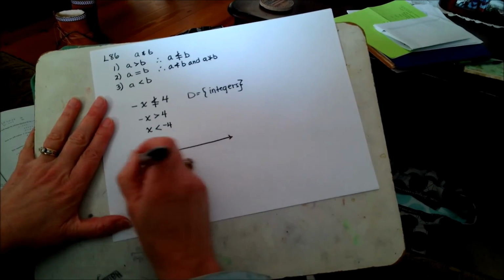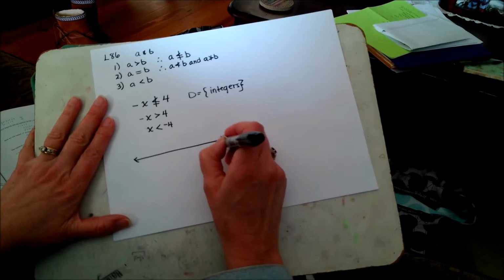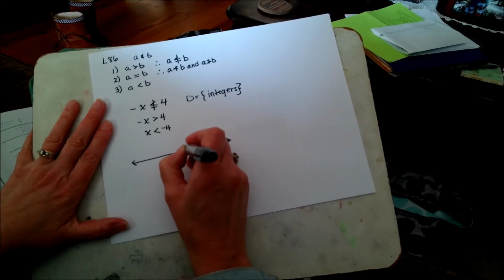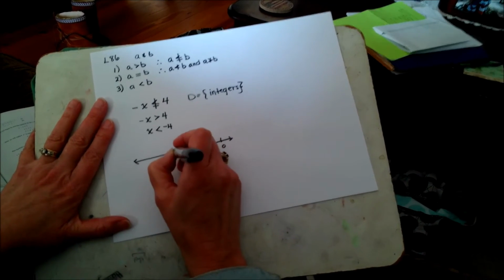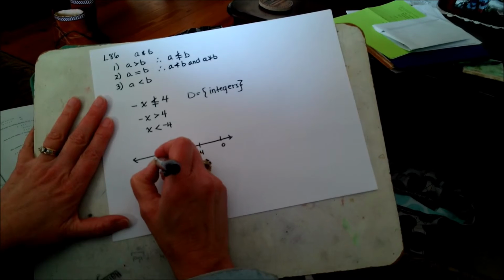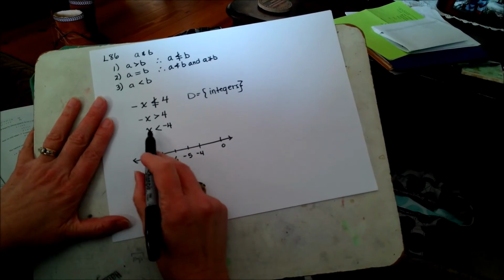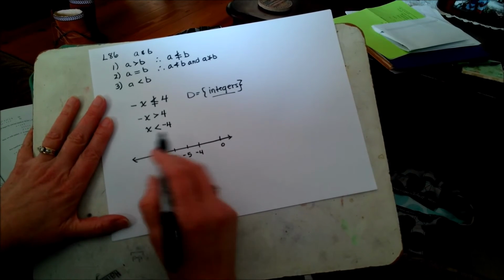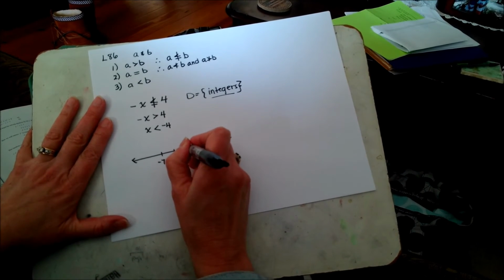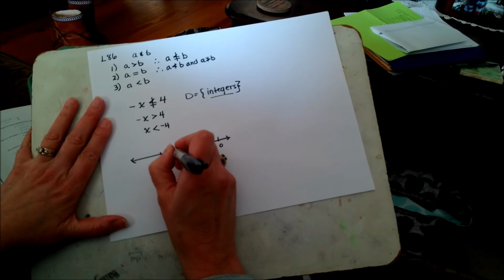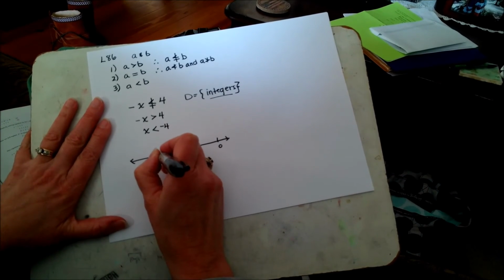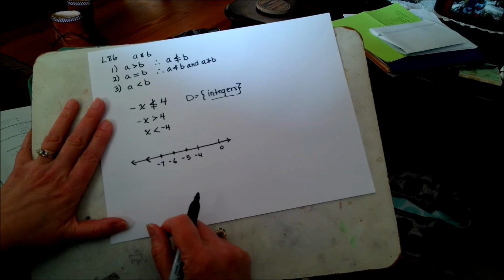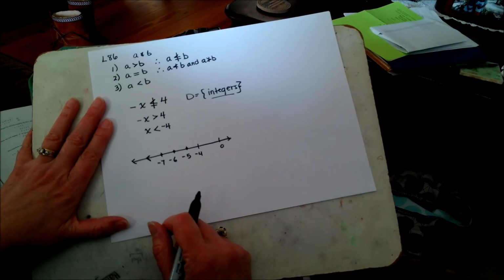So here's my number line. Put me a 0 there just to keep the space. A negative 4, a negative 5, a negative 6, a negative 7. The only integers that are less than negative 4 are going to be the ones from negative 5, negative 6, negative 7, and so on. Okay, thank you very much.